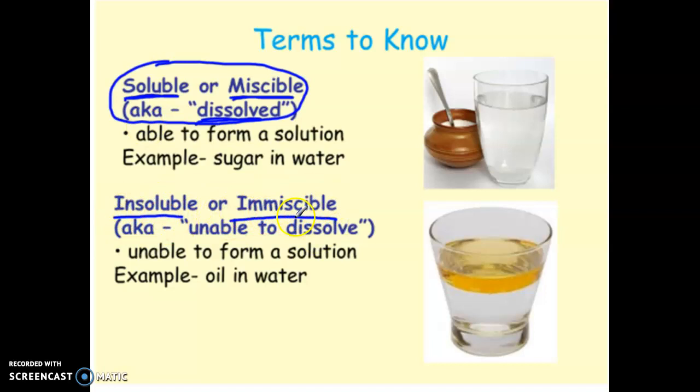Insoluble or immiscible means that the substance is not able to dissolve. So for example, oil in water. Oil is insoluble in water, or we can say oil is immiscible in water. So the first two terms mean yes, the substance can dissolve. These terms mean no, the substance cannot dissolve.